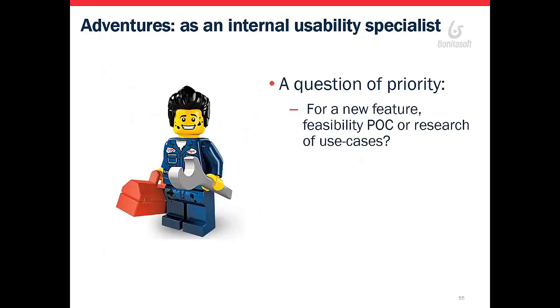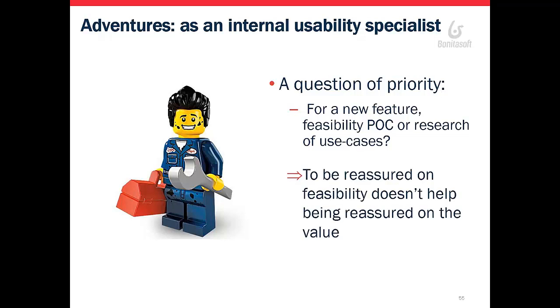Another question of priority. Okay, you have agreed on building a new feature. Should it start with the feasibility proof of concept or research of the use cases? And oftentimes, you want to be reassured that we can do it. The feature has a title. We mostly see what it should mean so we can try and make it happen technically. And then we will see what we can do with the technical solutions we have come up with. But then to be reassured on the feasibility doesn't help being reassured on the value. And sometimes it's too late when you want to see what you can do with the technical solution. Then you don't have time to really investigate what you should do for your users.